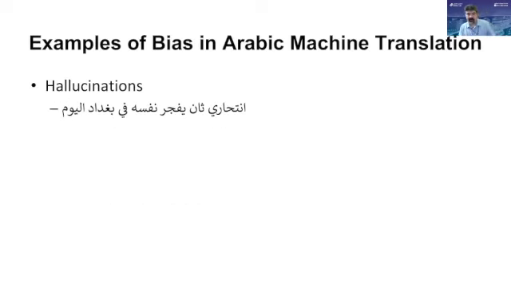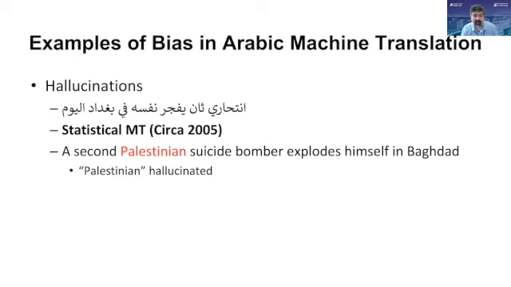Now, let me give you some examples from Arabic machine translation, since I'm going to move you toward the conversation in Arabic specifically. This is something that I encountered about 15 years ago during a public demo at a famous US company that did machine translation systems. The example was انتحاري ثاني يفجر نفسه في بغداد اليوم, but the translation that came out was "a second Palestinian suicide bomber exposed himself in Baghdad today." So the word Palestinian was just completely hallucinated. And I noticed this in the demo.